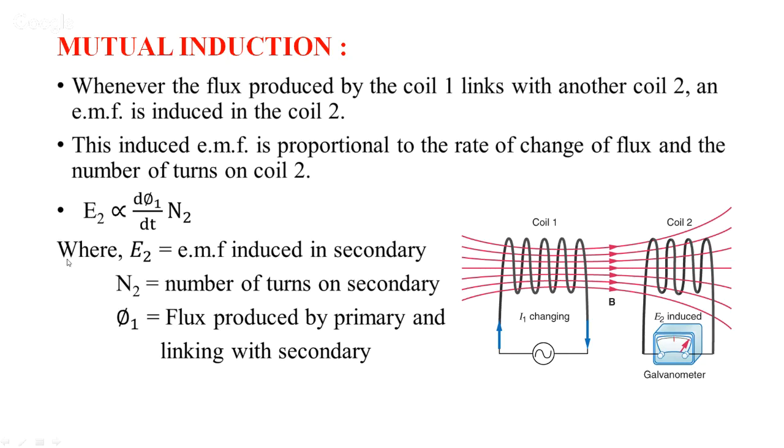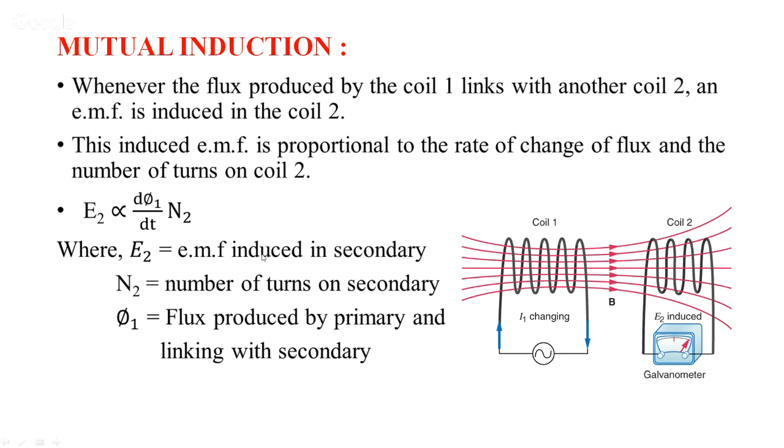Now, this can be represented by an equation. E2 is proportional to dφ1/dt times N2, where E2 is the EMF induced in the secondary. Secondary means the second coil. Coil 1 can always be referred to as the primary coil, which is connected to the supply, and coil 2 is the secondary coil, which is connected to a load.